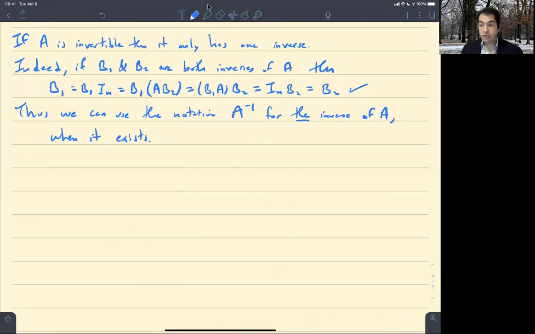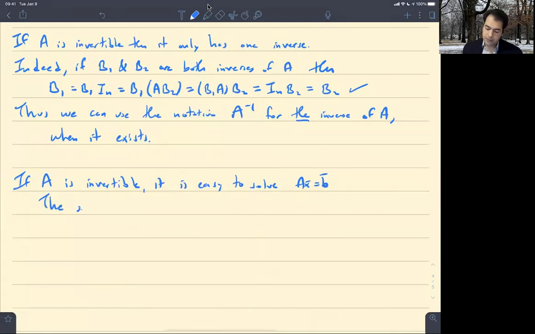Okay, invertible matrices are nice to have, for example, for solving systems of linear equations. If A is invertible, then it is easy to solve AX equal to B. The solution is X equals A inverse times B.